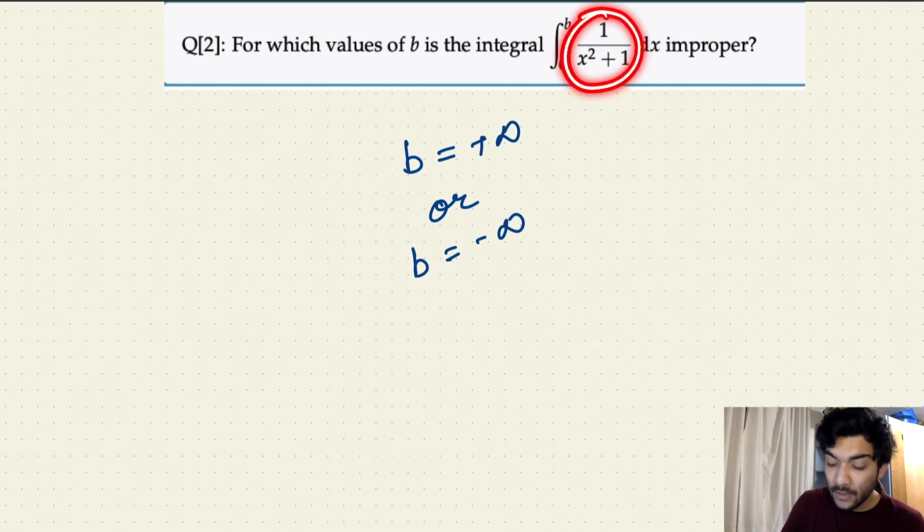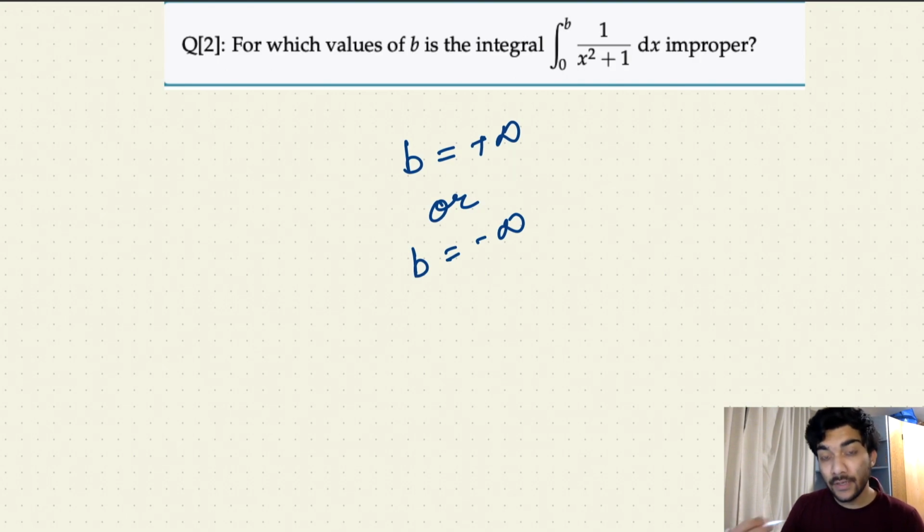But in this case, we can clearly see that the domain of this function is defined for all real numbers, right? Because the denominator cannot be 0, since it's x square plus 1 and we know that x square is always greater than or equal to 0. And since x square is always greater than or equal to 0, the denominator is always greater than or equal to 1, right? So we can clearly say that the denominator is never 0 in this case.